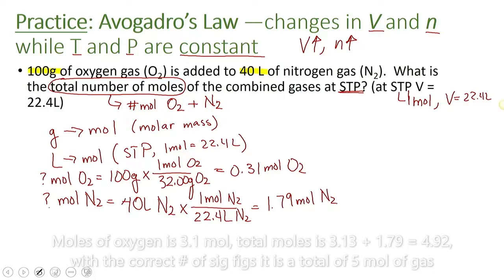Well, the question is asking for a total number of moles. If we add those two numbers together, we get 2.1 moles of gas. 2.1 moles. Now, what about our number of sig figs? Well, we started off with 1 sig fig here, 1 sig fig there, so that means that we've got 2 moles of gas in total.